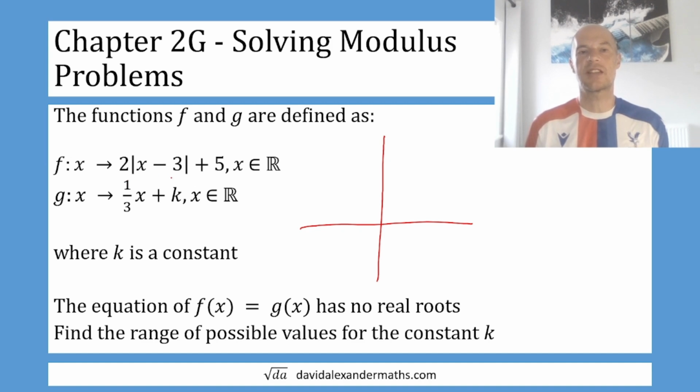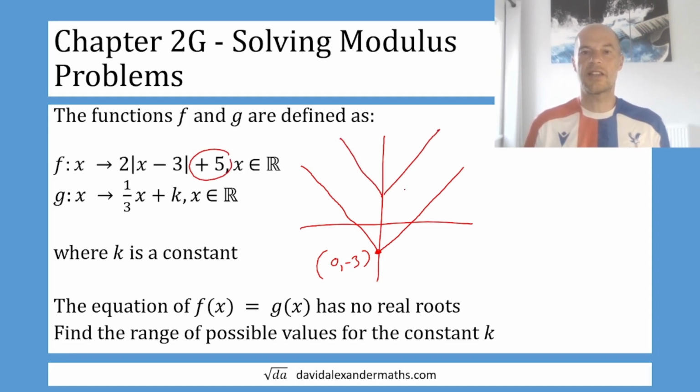Right, so what I'm going to do is just do my sketch of 2 times the modulus of x, take 3 plus 5. So the modulus of x minus 3 would look like so. In fact, my sketch of 2 times that, I can also say looks like that as well. And the key thing here is that we've got this y-intercept of 0, -3. So if I'm moving this up by 5, then my sketch will now look like this. So this is the point 0, 2.